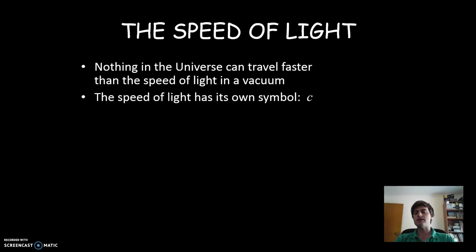Now we use that speed of light in a vacuum all the time in physics. So we've given it its own symbol. We've given it the symbol lowercase c to represent the speed of light. And what is c? Well, it's about 3 times 10 to the power of 8 meters per second. Technically, it's more like 2.9978 times 10 to the power of 8. But for most purposes, we can just round it to one significant figure and call it 3.